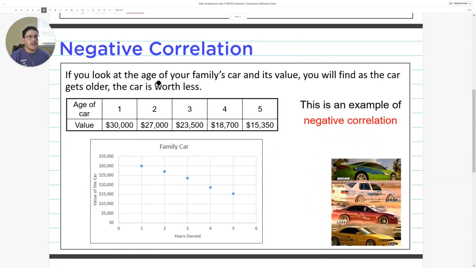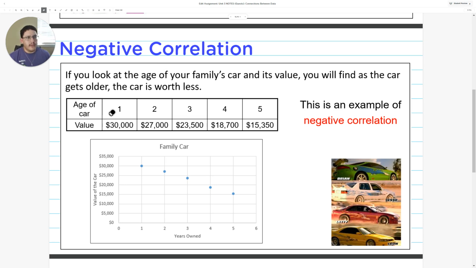Negative correlation. If you look at the age of your family's car and its value, you will find as the car gets older, the car is worth less. Now, in general, in the real world, the car gets devalued because of a certain number of factors. One, the age of the parts, the wear and tear of the vehicle as you're using it for your everyday means. Other factors could also be car crashes, other damages, or just other values in the market where your car just ends up being worth less and less and less, especially with newer models that are being made every year.